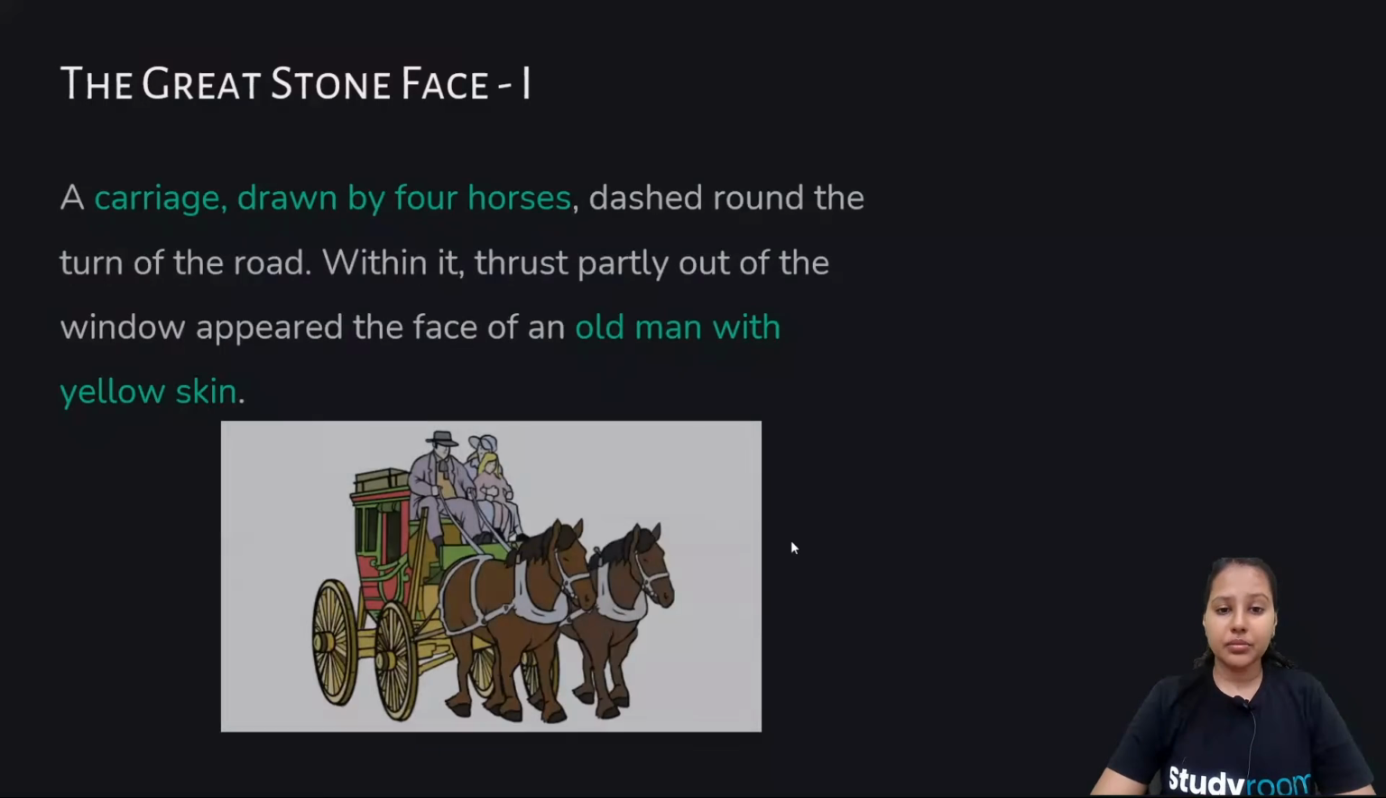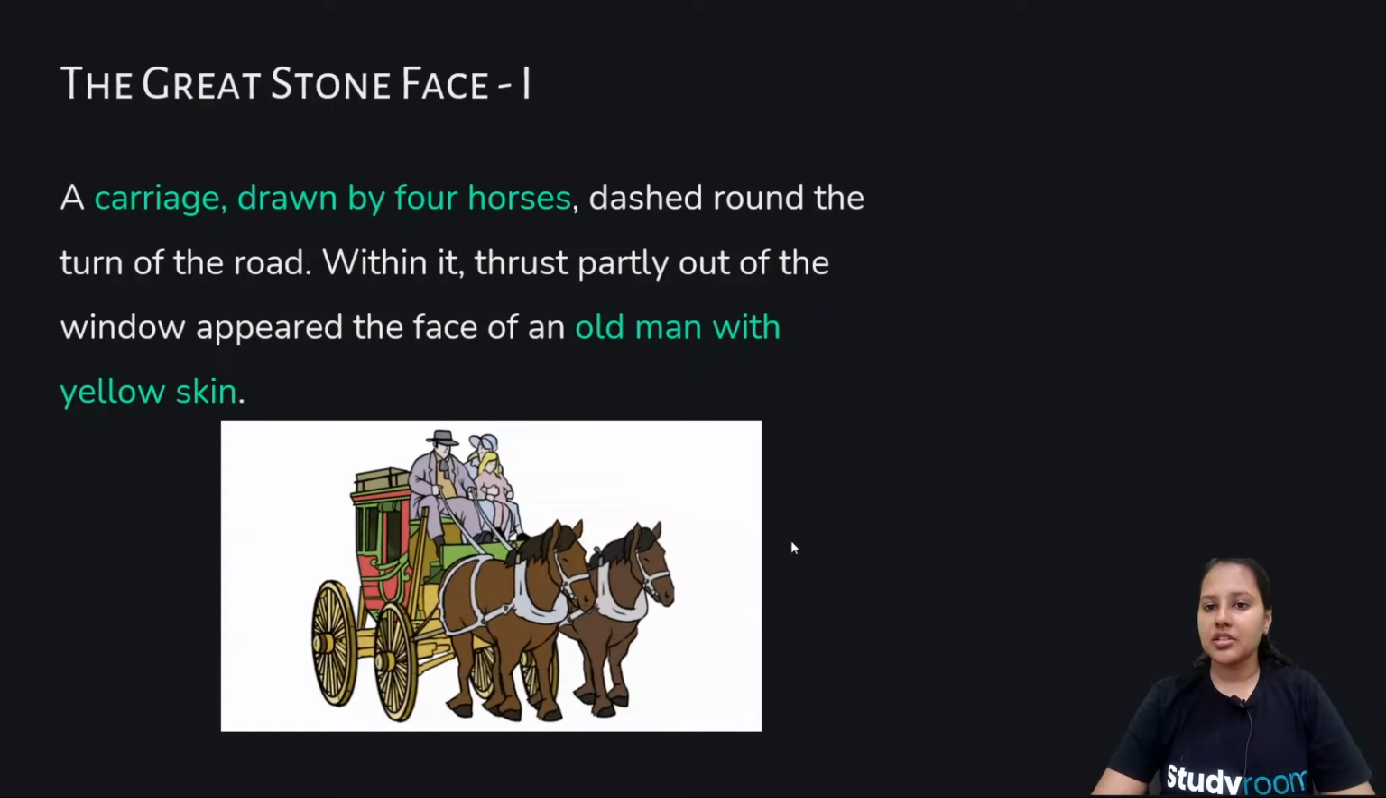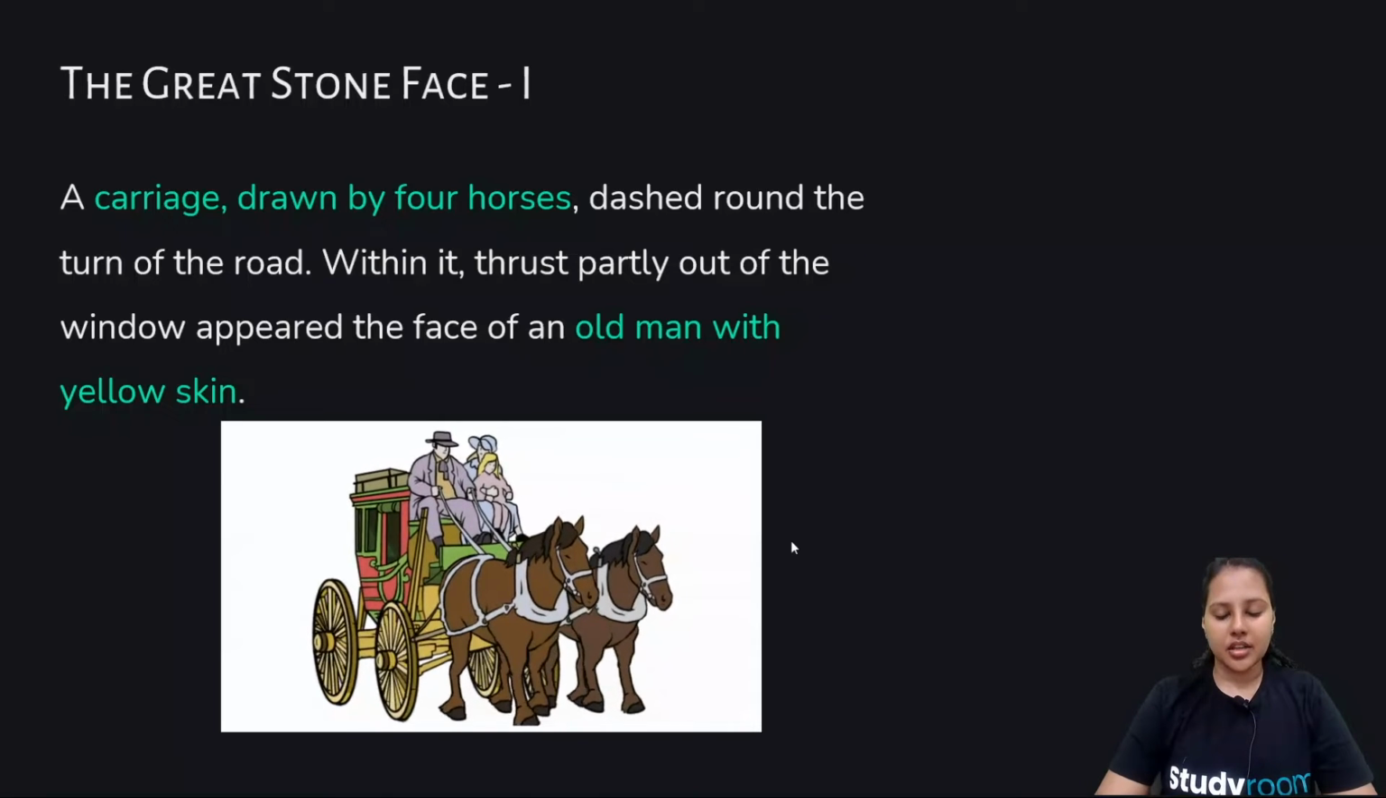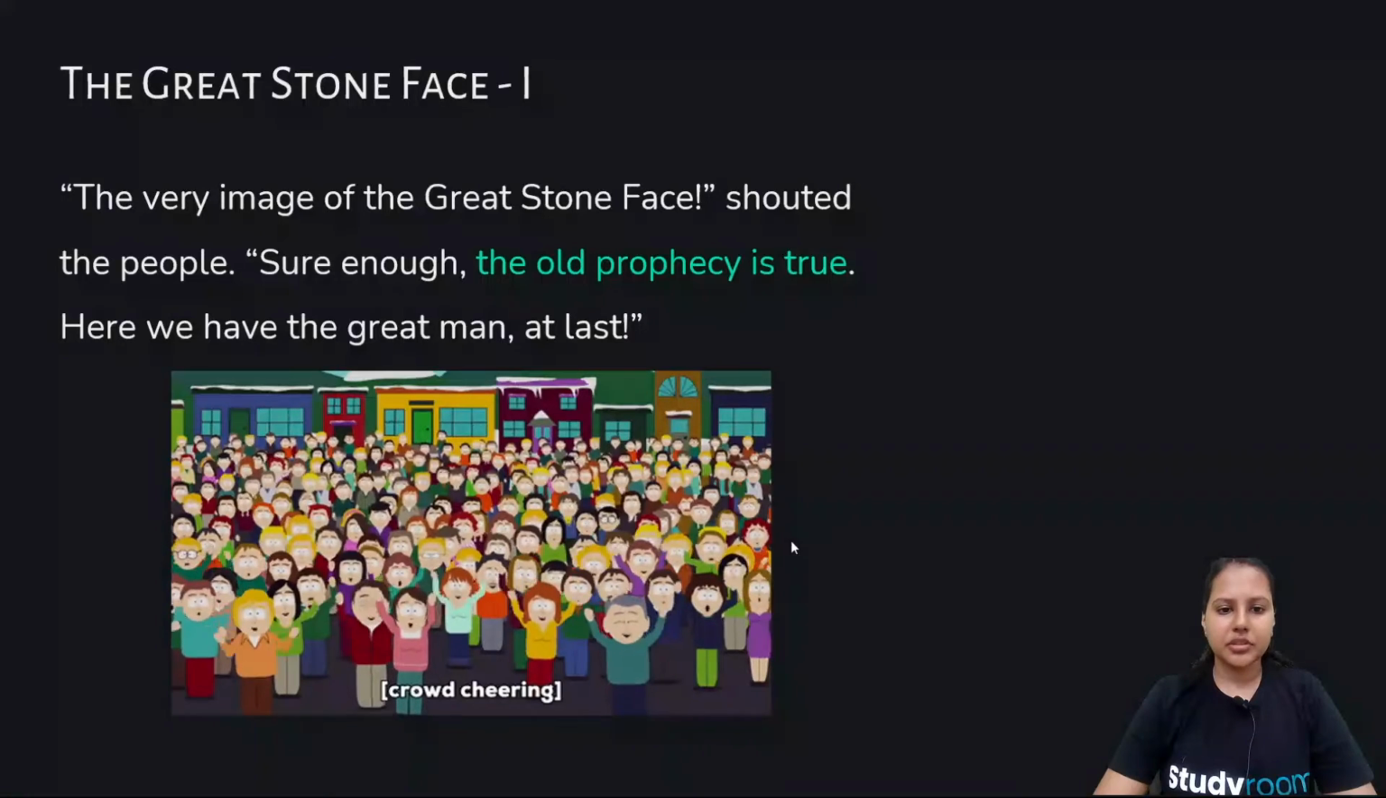A carriage drawn by 4 horses, which shows the richness and the money that he had, dashed around the turn of the road. Within it, thrust partly out of the window, appeared the face of an old man with yellow skin. "The very image of the great stone face," shouted the people. "Sure enough, the old prophecy is true. Here we have the great man at last." So people were seeing his face and shouting, "Here is the man who has a resemblance to the great stone face. The prophecy has come true. He's the great man."